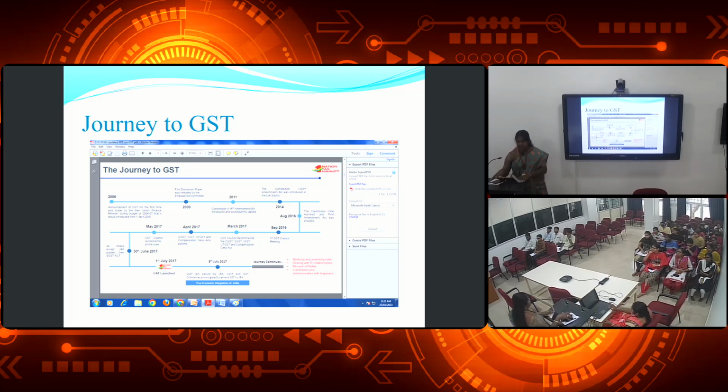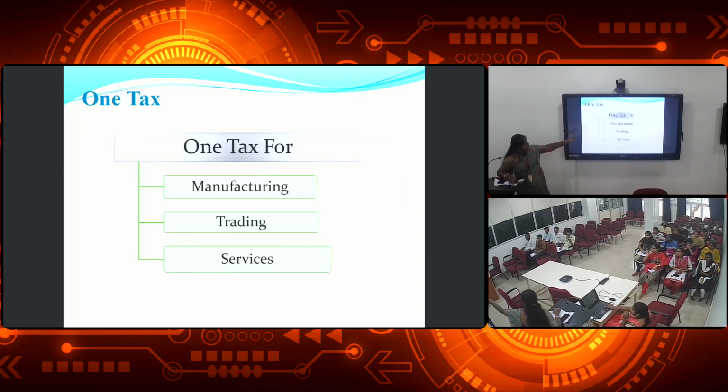So see how long the process took, from 2006 to 2017, to implement this tax and to avoid certain taxes like VAT, some service taxes, and some luxury taxes. These kinds of taxes have been collapsed into a single tax, called GST. So there is one tax for manufacturing, for trading, and for the different kinds of services provided to the consumers.